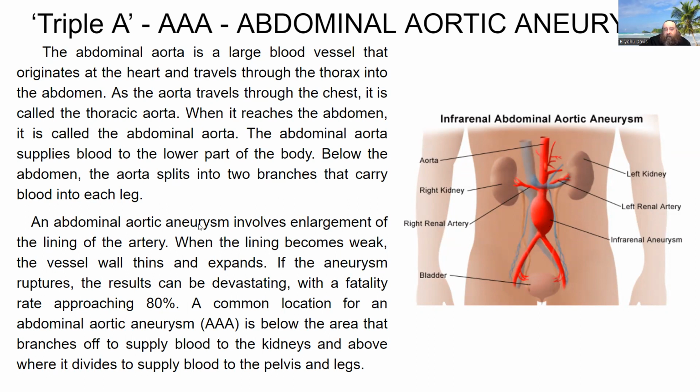Abdominal aortic aneurysm involves enlargement of the wall of the artery, okay? When the lining becomes weak, the vessel wall is thin and expands, and the aneurysm ruptures. The result can be devastating, with an 80% fatality. 80%. Did your grandfather make it? Didn't sound like it.